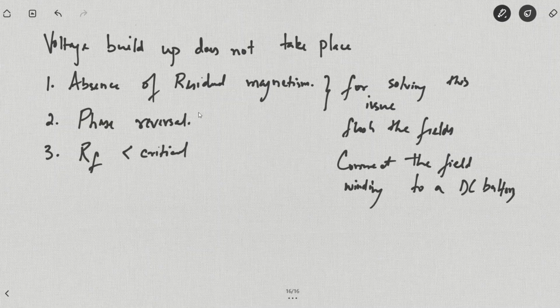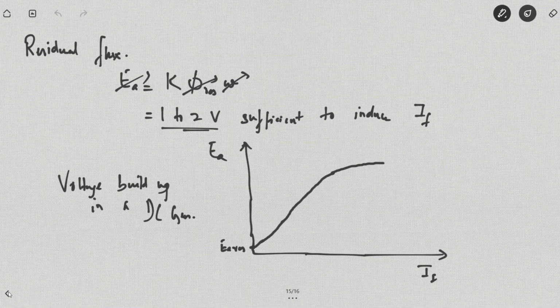And for making sure that phase reversal does not cause any problem, make sure that your connections are appropriate. You have not made connections in the opposite manner. If phase reversal now occurs, again flash the fields in the reverse direction so as to make sure that the voltage build-up takes place. Also make sure the field resistance is less than the critical resistance of the motor. So this is about DC voltage buildup in DC shunt generators.